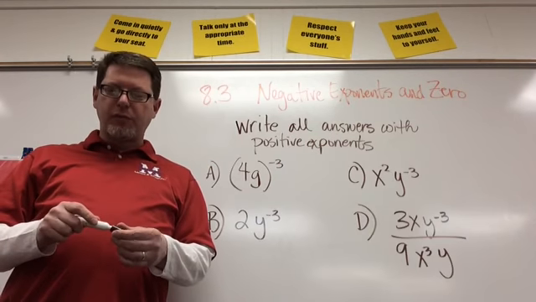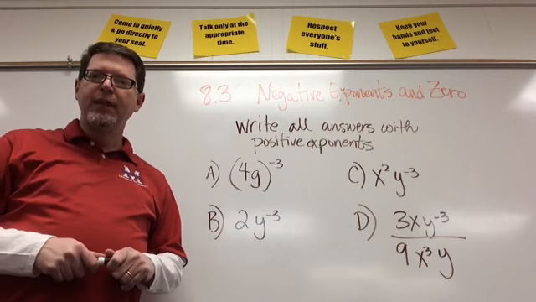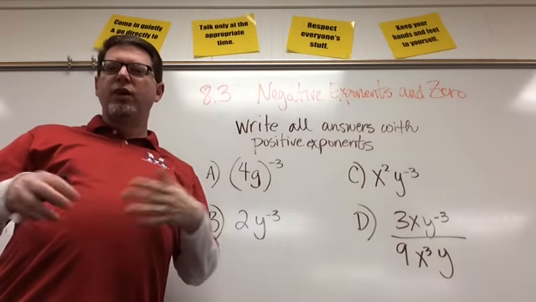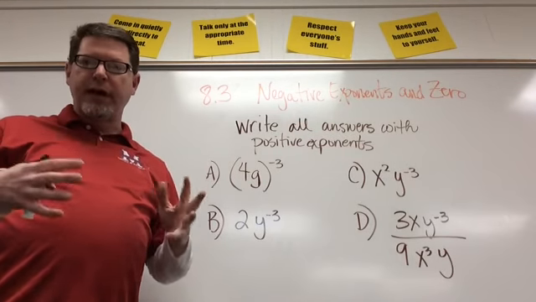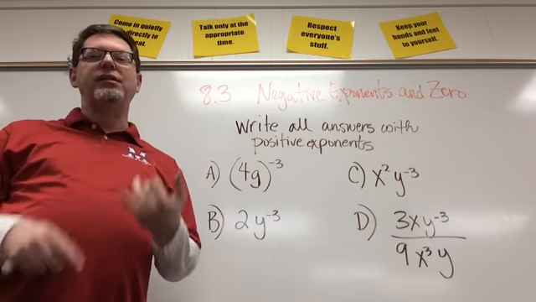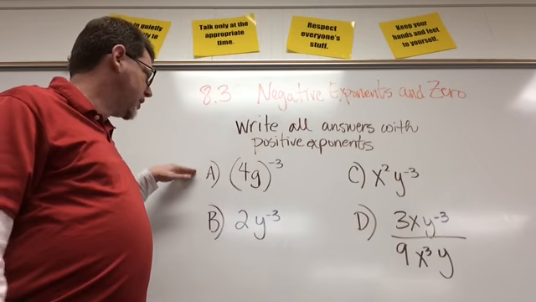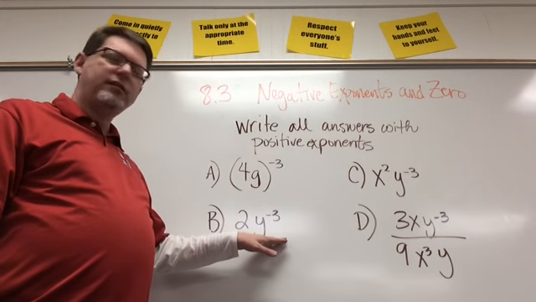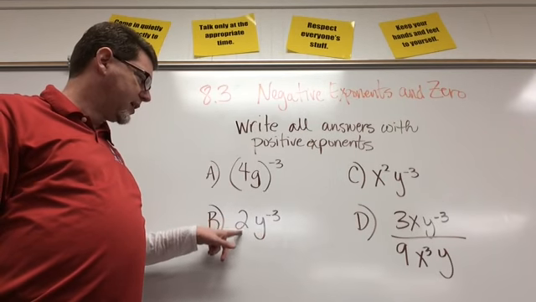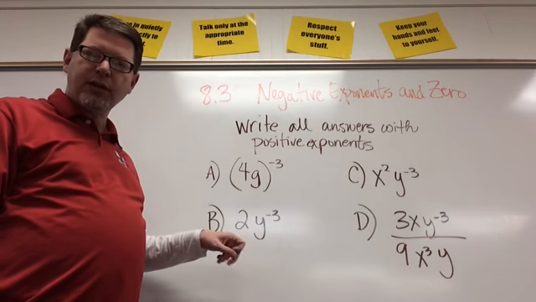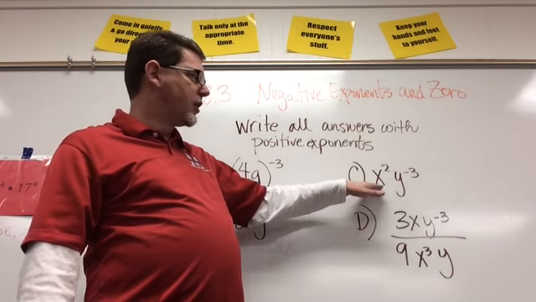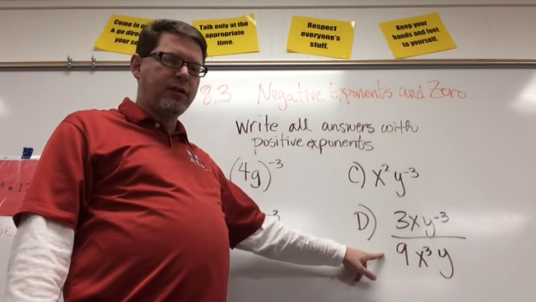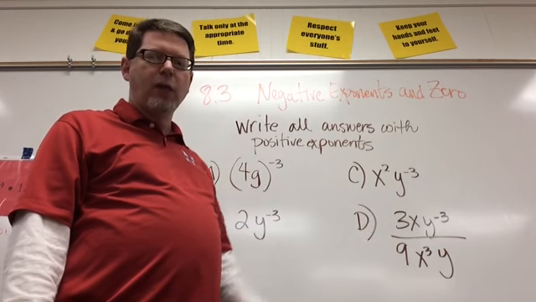Here are the 4 practice problems that I would like for you to complete. And notice the instructions say write all answers with positive exponents. So we're going to be simplifying and you're going to be using powers, but everything needs to have a positive exponent. So the first one is, in parentheses, 4g raised to the negative third power, 2y to the negative third power. Notice the 2 has an exponent of 1. Y is the only thing with the negative power. Over here, x squared y to the negative third. And then d is 3xy to the negative third over 9x to the third y.